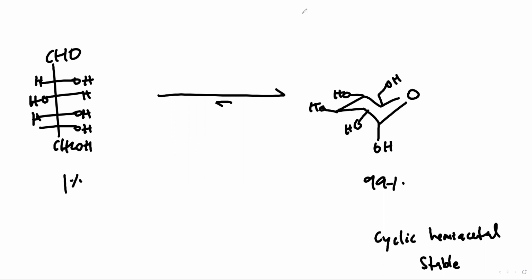But how is it that we know that sugars are equilibrating, right? That they're opening and closing despite it being 99.1? Why isn't this just 100%? Well, glucose actually has two forms, right? It has the alpha and the beta form. So technically there are two forms here.